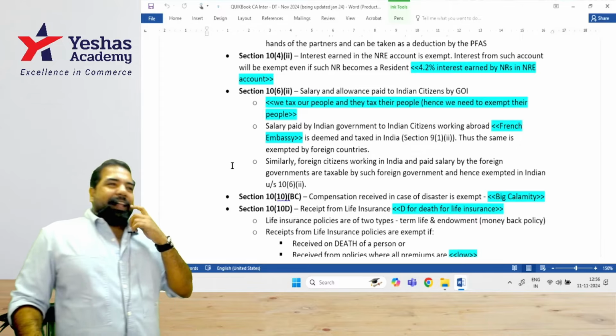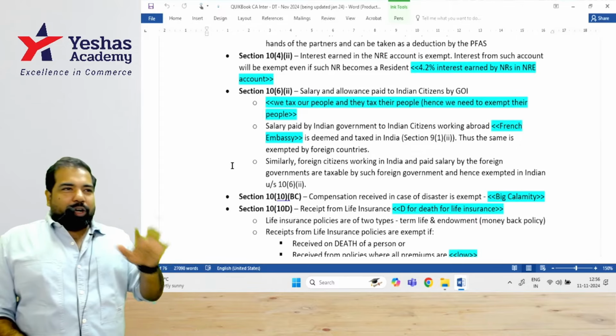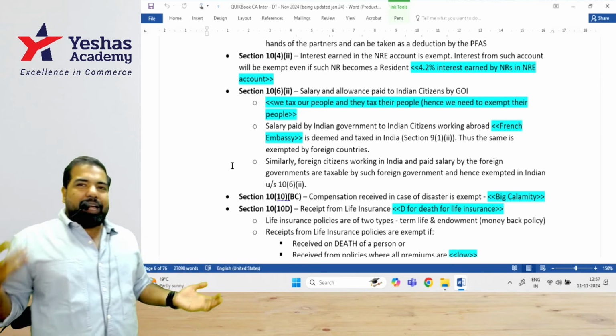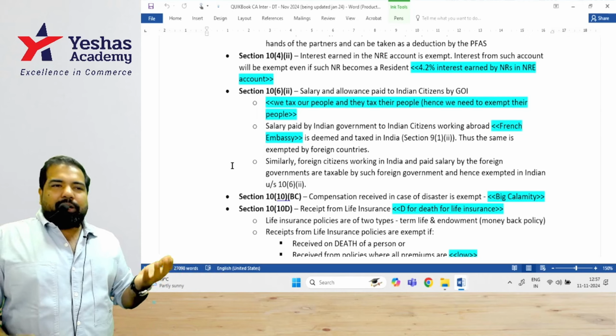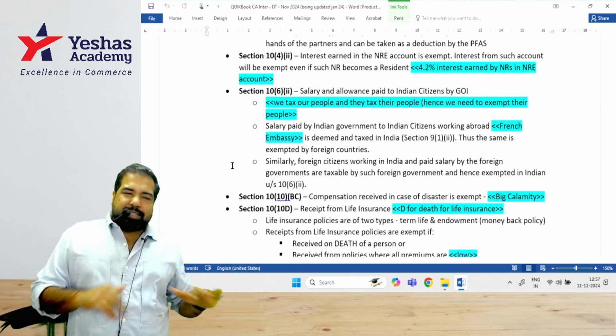Guys, 10(19). At the age of 19, people lose their life at the border. If you lost your life as a soldier or you become permanently disabled, the pension will be completely exempt.